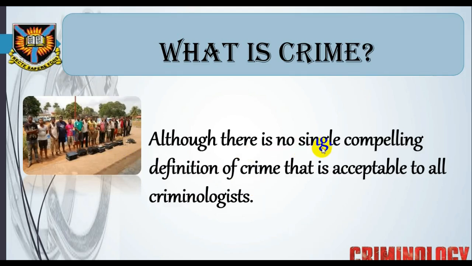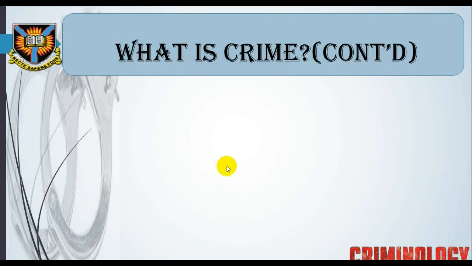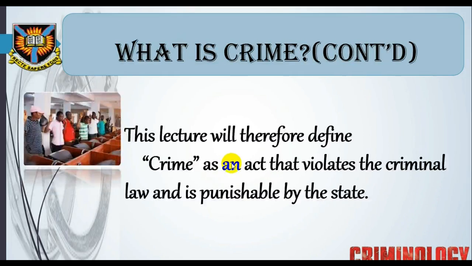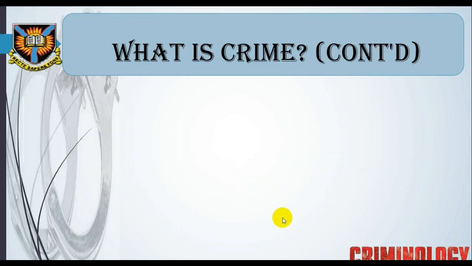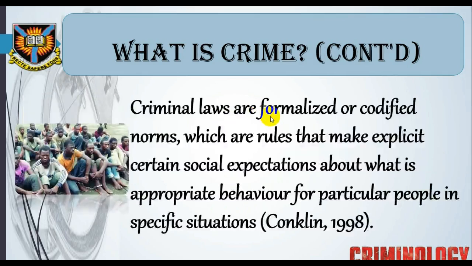Although there is no single compelling definition of crime that is acceptable to all criminologists, this lecture will, however, define crime as an act that violates the criminal law and is punishable by the state. Criminal laws are formalized or codified norms, which are rules that make explicit certain social expectations about what is appropriate behavior for particular people in specific situations. Conklin, 1998.